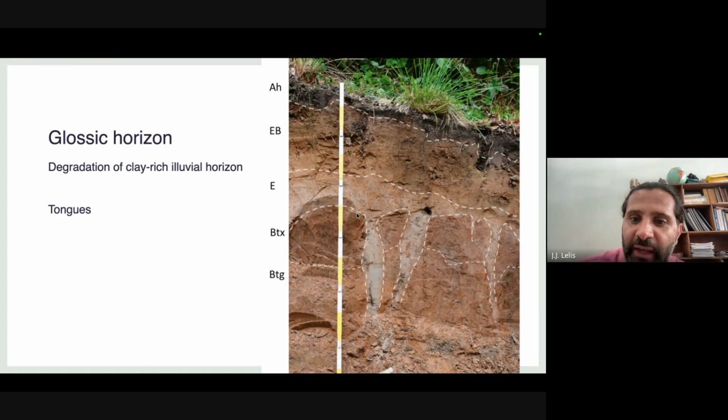Okay, so in this case, we have a mix between E and B. This kind of tongues are formed by different processes. The most common process is that when you see this kind of soils in very dense forests, it's quite common that in these areas you have very long and deep roots. And when these trees die, these roots are partially decomposed. Sometimes they are totally decomposed.